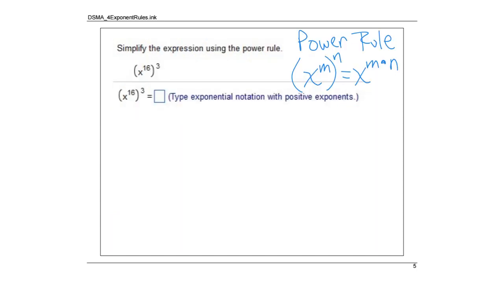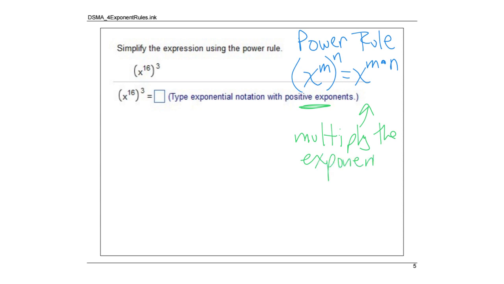Okay, then we have power rule. So for power rule, we're raising a power to a power. So notice here, we have x to the m power raised to the n power. Okay, so we have a power raised to a power. If that happens, we're going to multiply the exponents.